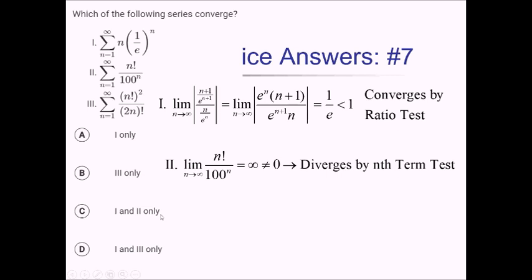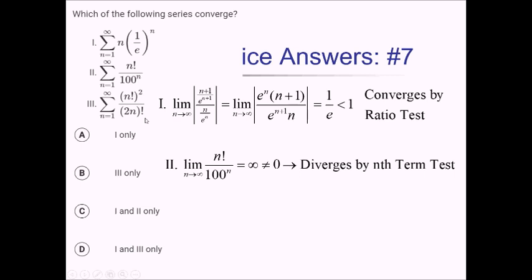So it's really down to either choices A or D. If 3 works, we pick D. If not, we pick A. So let's look at 3. Now this one is just a mess. We've got multiple factorials going on here. So as a general rule, whenever I see a problem with more than 1 factorial in it, I'm definitely going to try the ratio test on that.